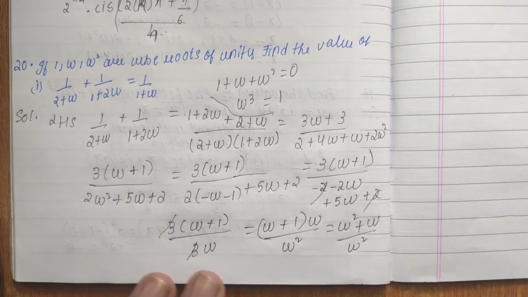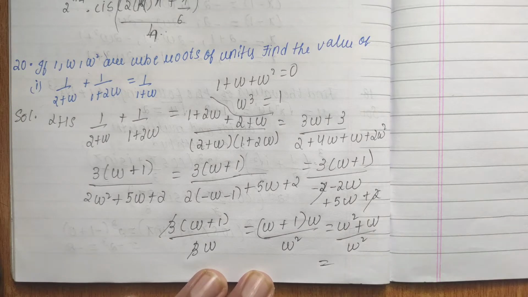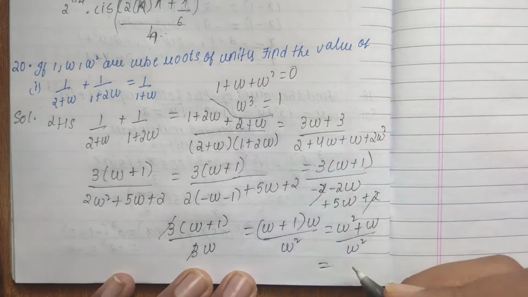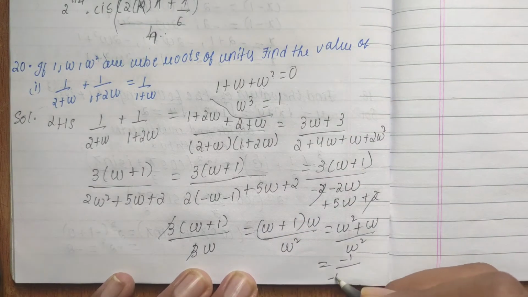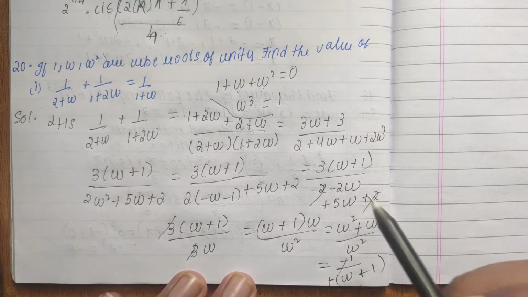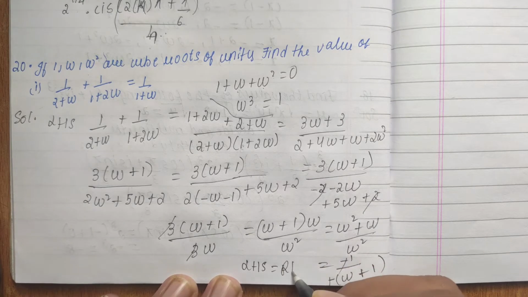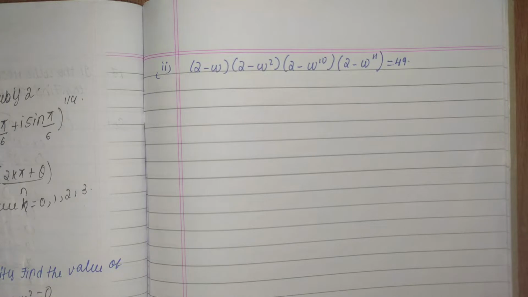So the value of omega square plus omega is minus 1 and the value of omega square is minus of omega plus 1. Minus gets cancelled. So we have proved LHS is equal to RHS. Thus proved. I hope you have understood the first bit.